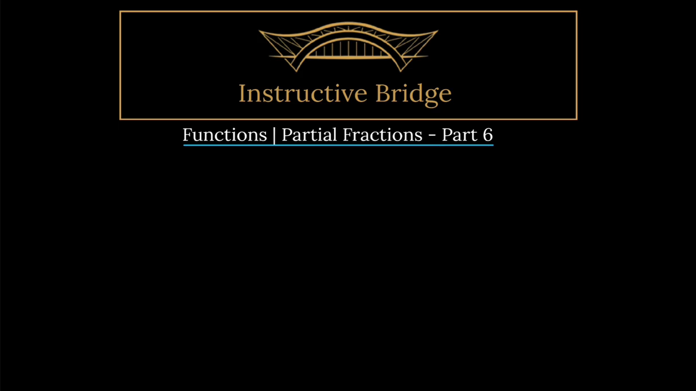Now in today's part 6, I want to talk about a method of breaking down rational functions called partial fraction decomposition. We begin with an example where we're given a rational function y is equal to 1 divided by x squared minus 3x plus 2. The goal would be to break this down into two simpler rational fractions.